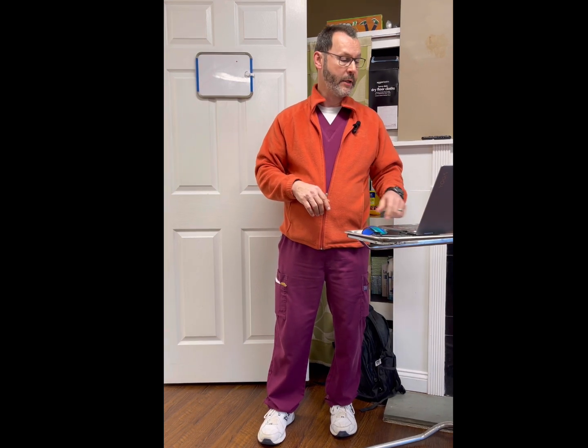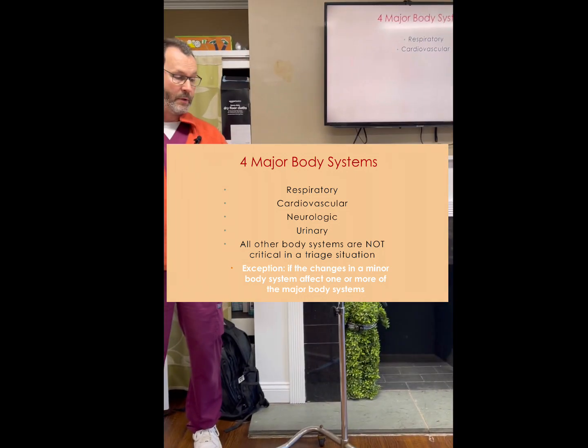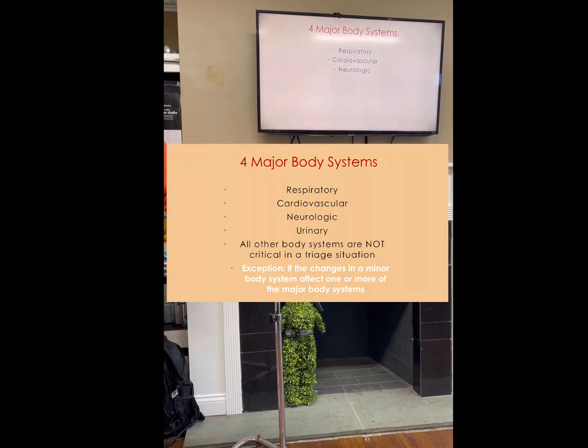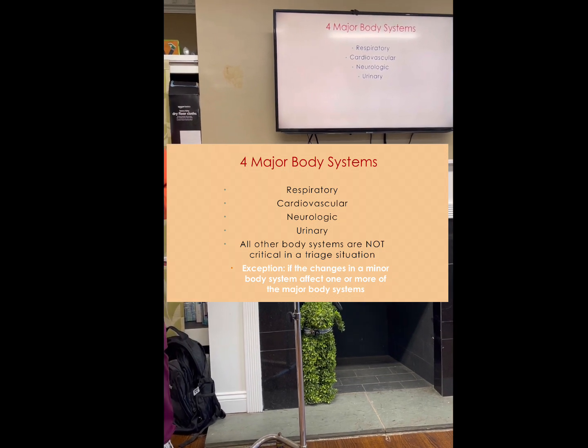So just to remind yourselves, the 4 major body systems are the respiratory system, cardiovascular, neurologic, and the urinary system. Now, I want to clarify this with a situation to highlight just how important these systems are and how you assess them.